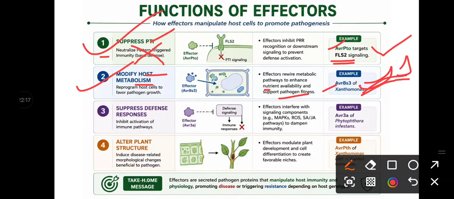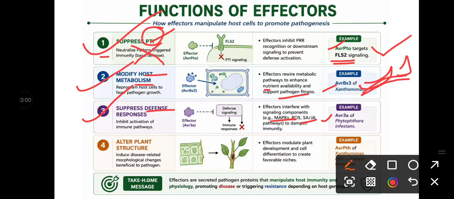Next, third, it suppresses the defense responses. The first defense response it deactivates is PTI. This is the first mechanism. Other defense responses like the MAPK signaling pathway, salicylic and jasmonic signaling pathways, and the ROS reactive oxidative burst are also hampered, as the effector interferes with these components. An example is AVR3A of Phytophthora infestans, which suppresses the defense response.